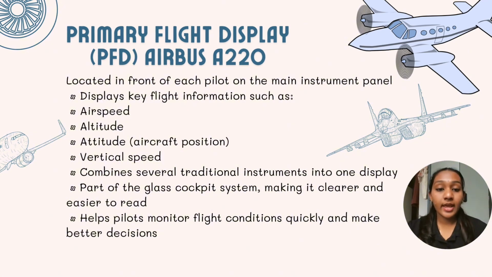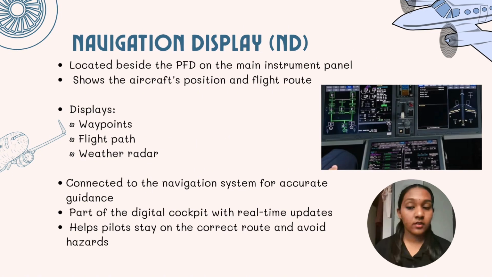Instead of using separate analog instruments, all this information is combined into one digital display. And this makes it easier for pilots to read and understand the flight condition quickly. As part of the glass cockpit system, it helps pilots make faster and more accurate decisions during flight.